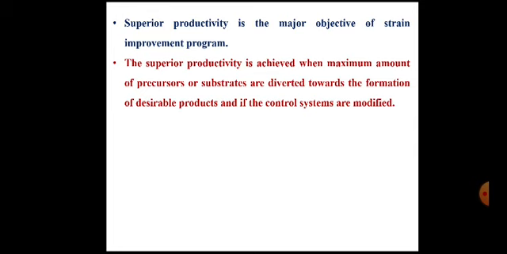So what is the system? It is called the control system, feedback inhibition and feedback repression. So these feedback inhibition and repression systems should be altered or modified. If this control system is modified, then this is possible. What is possible? Diversion of precursors and substrates towards formation of desirable metabolites.